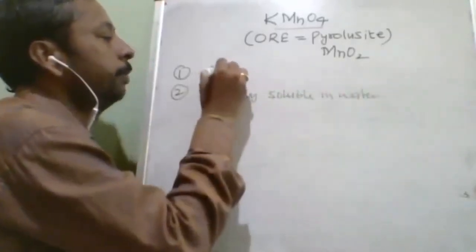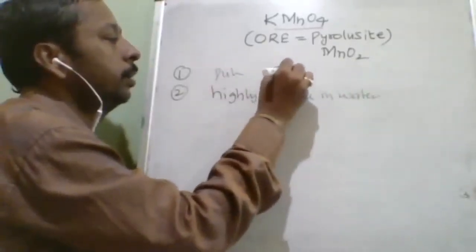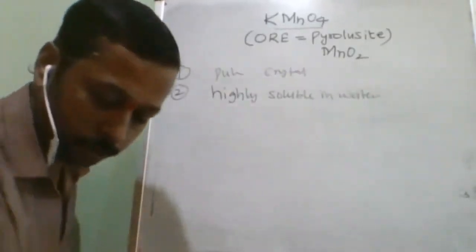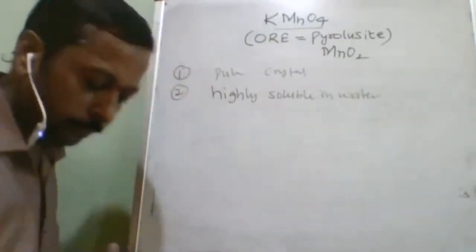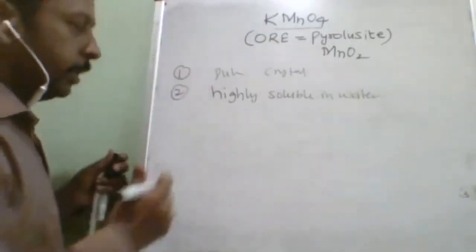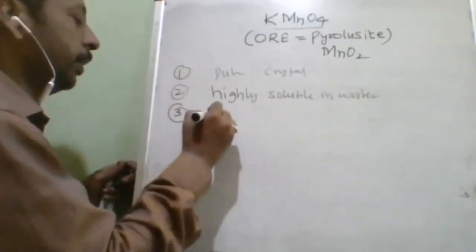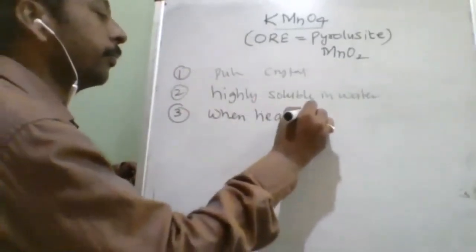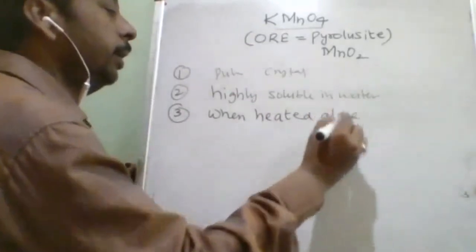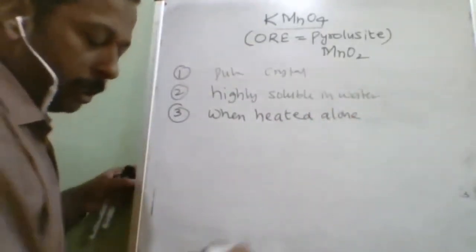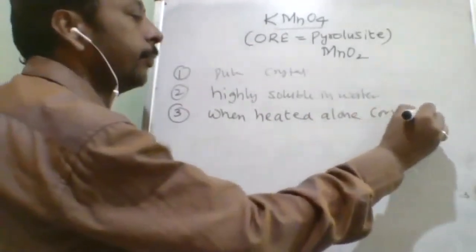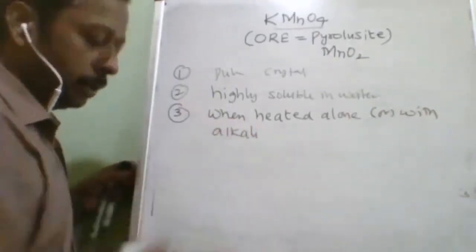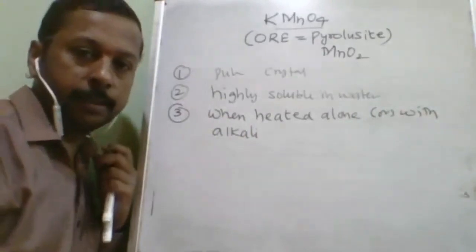First, it is a purple color crystal. It is a crystal also, and purple in color also. And the third one: when heated alone. The third question is very important. When heated alone or with alkali. Alkali means it is a base.